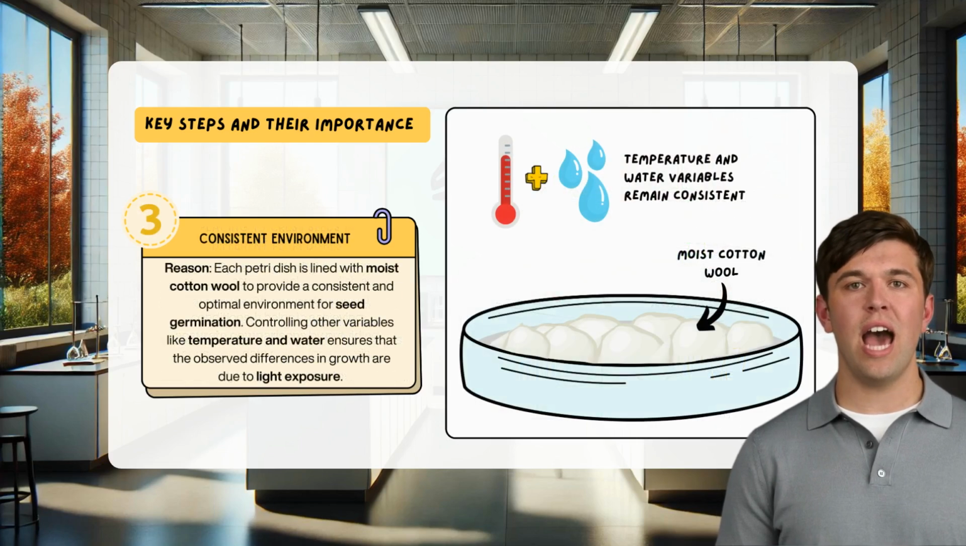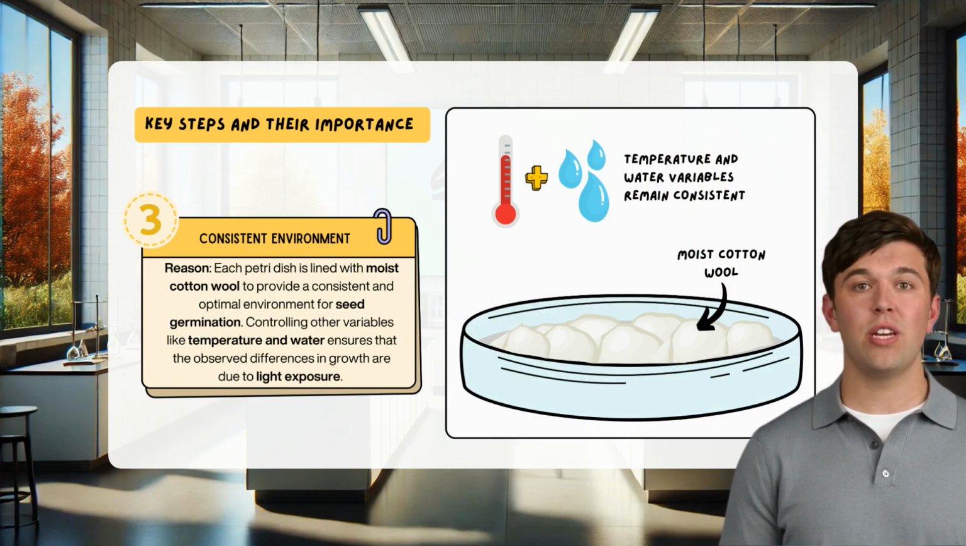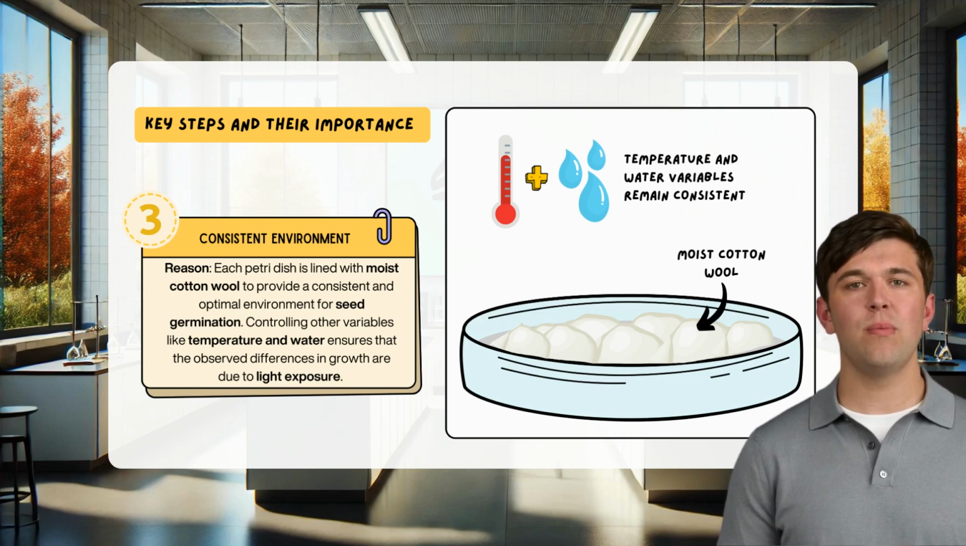Third, let's consider how we can maintain a consistent environment. Each Petri dish is lined with moist cotton wool to provide a consistent and optimal environment for seed germination. Controlling other variables like temperature and water ensures that the observed differences in growth are due to light exposure.